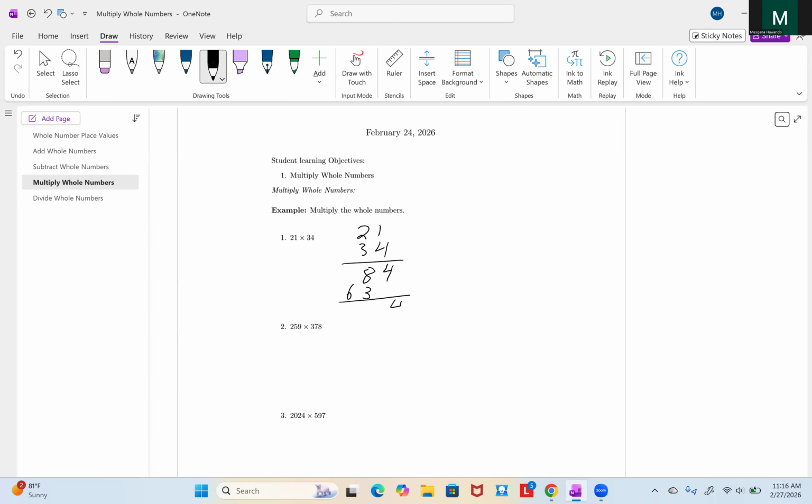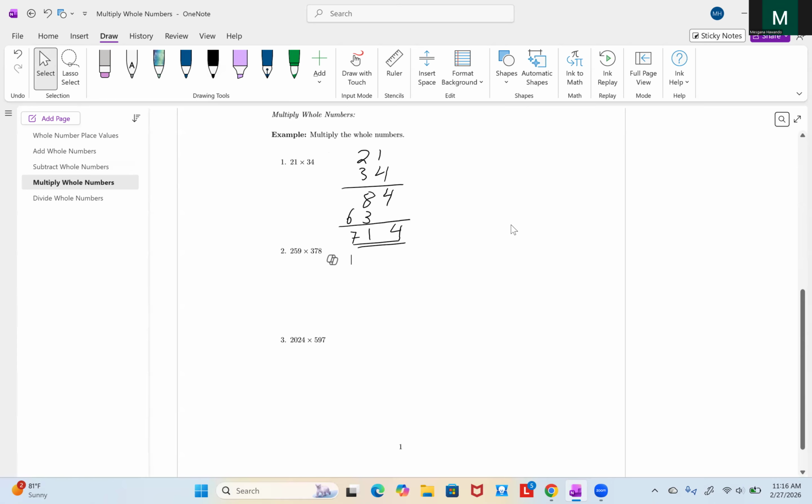So 4, 8 plus 3 is 11. So we put the 1 and carry over the 1. 1 plus 6 is 7. 714 is the answer.